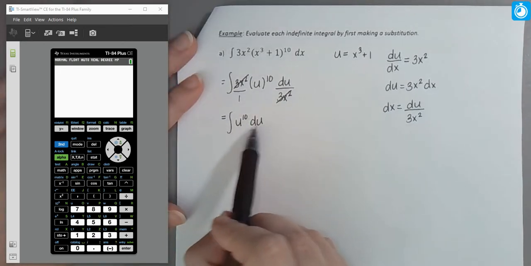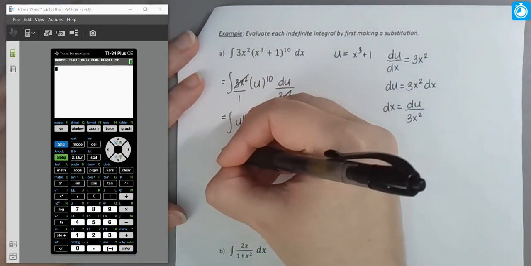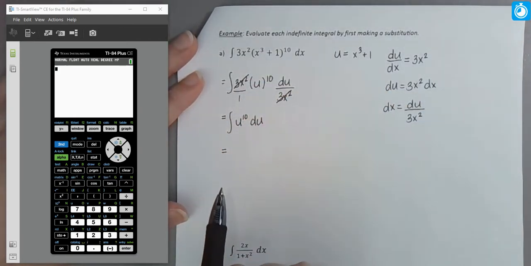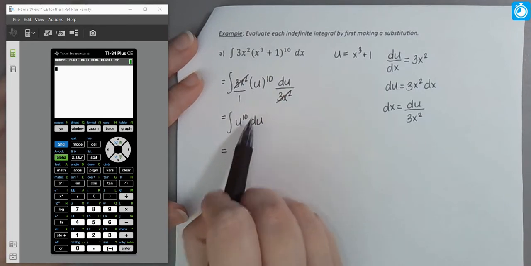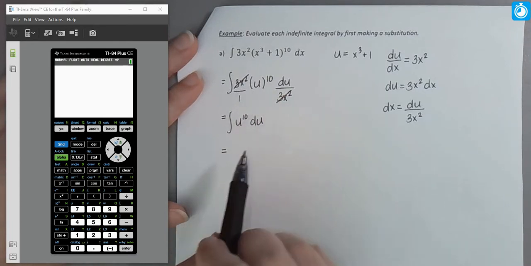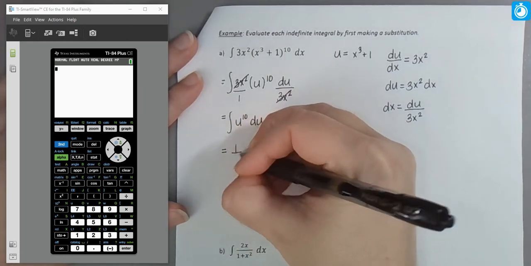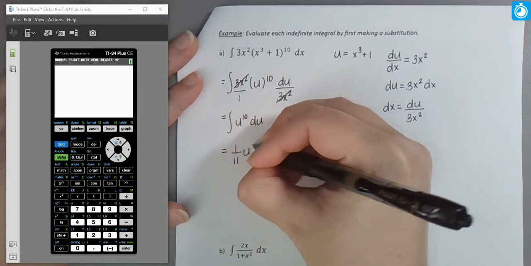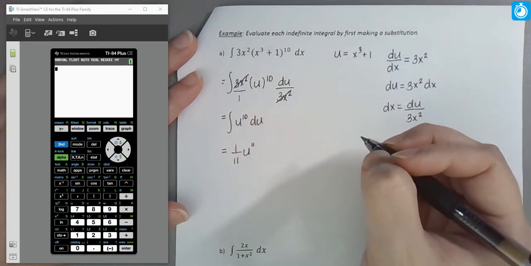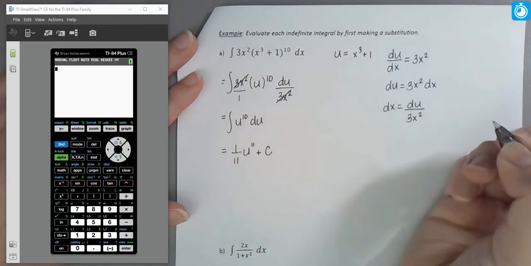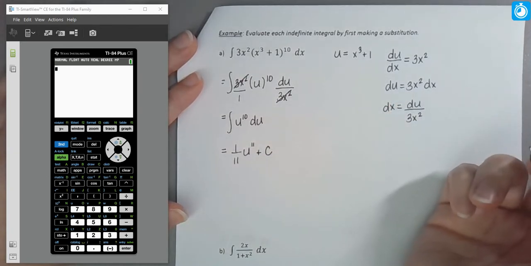So now we can integrate this with respect to u, not with respect to x, but with respect to u, just using the rules we already have. So this is going to involve the power rule. We increase our exponent by 1 and then divide by that new exponent. So that's going to be 1 over 11 times u to the 11th power plus c. Don't forget our constant of integration.